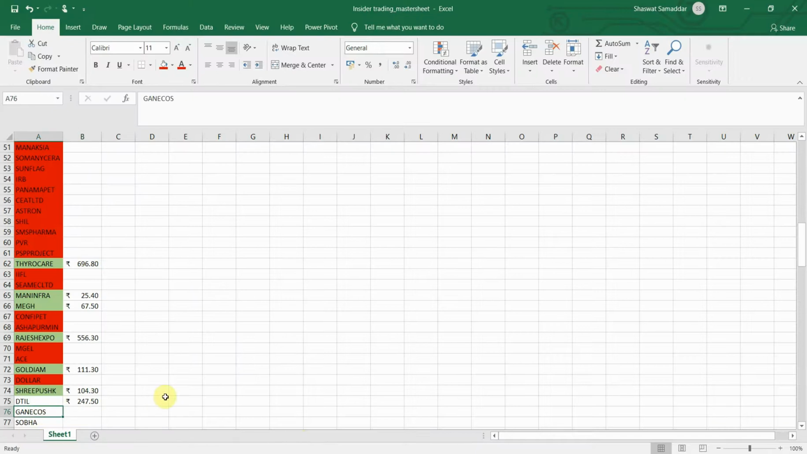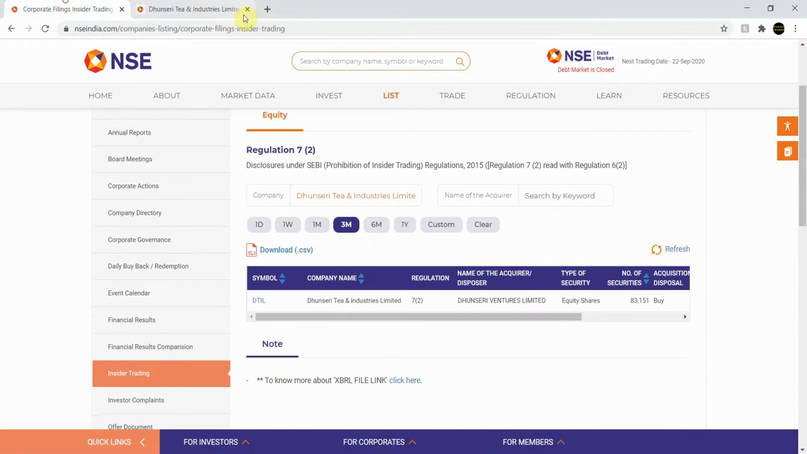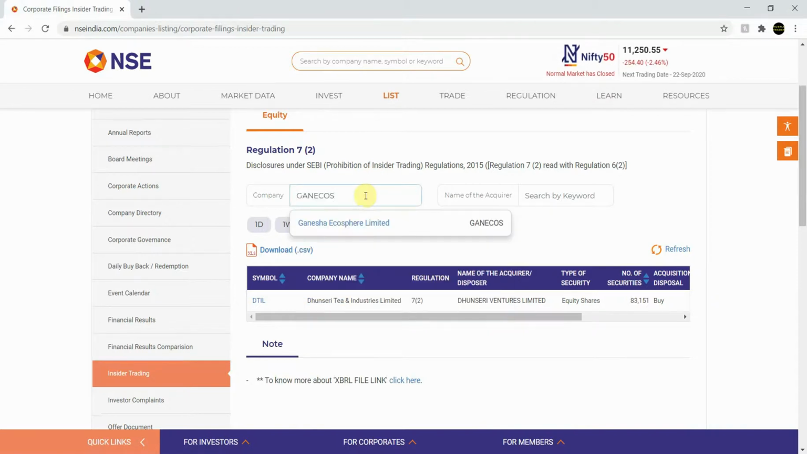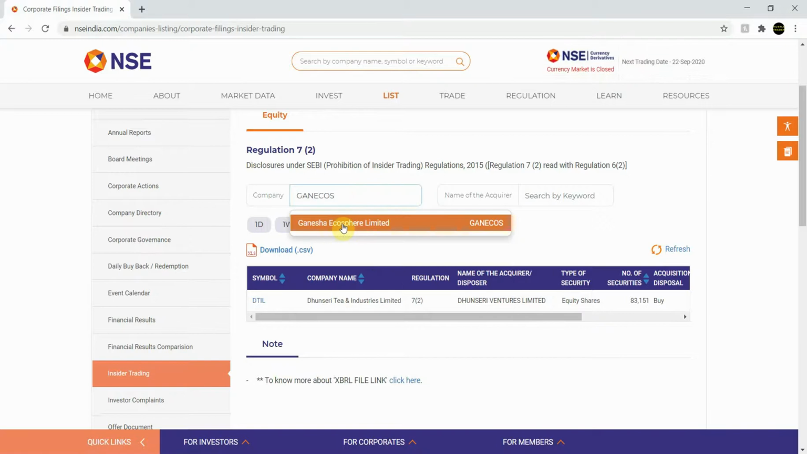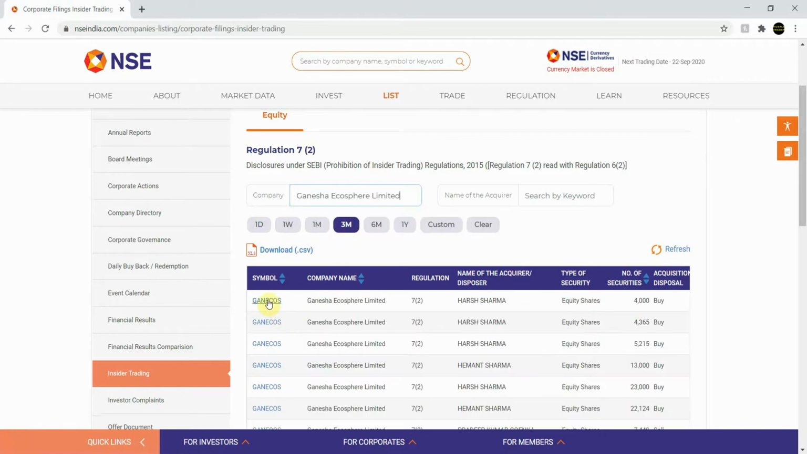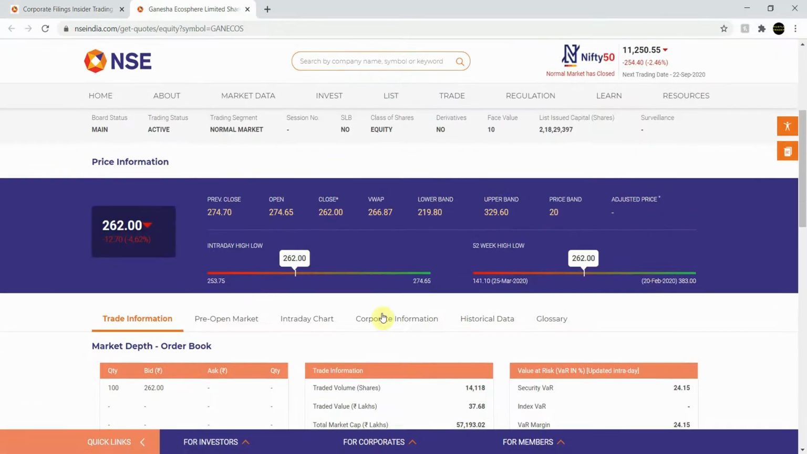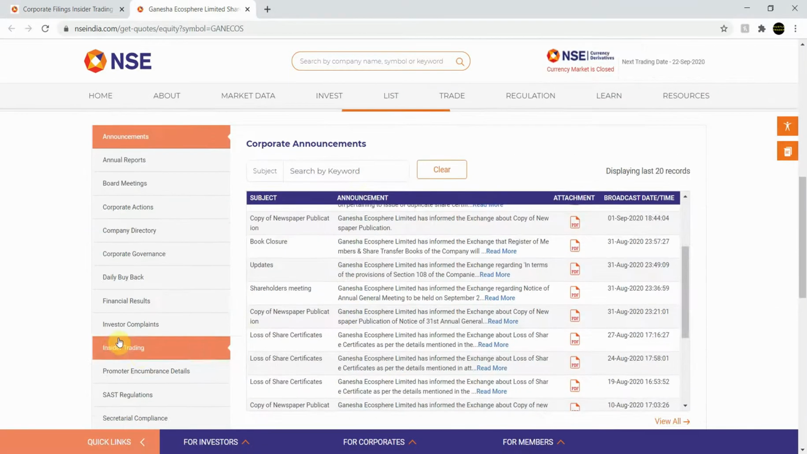Okay, now next stock in the list is GANCOS. I'll copy it down. I'll go to the NSE's corporate filing insider trading again. I'll paste the company name right here. It's Ganesh Ecosphere Limited. I'll click on the symbol GANCOS right here. Okay, so it has loaded. Now we'll go to the corporate information.